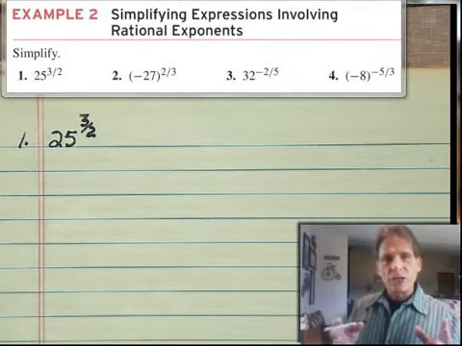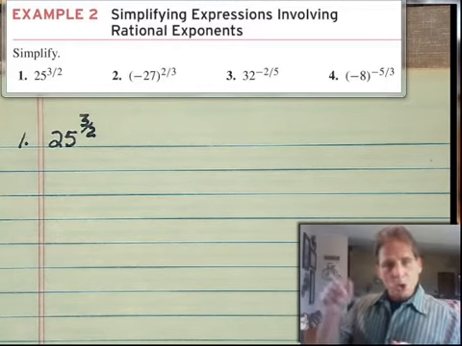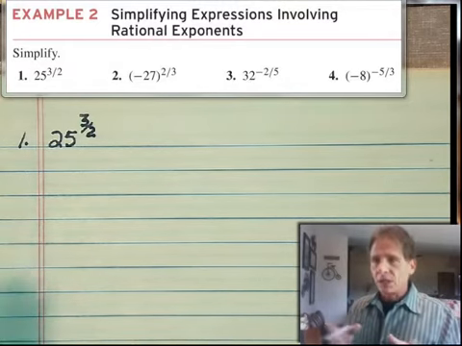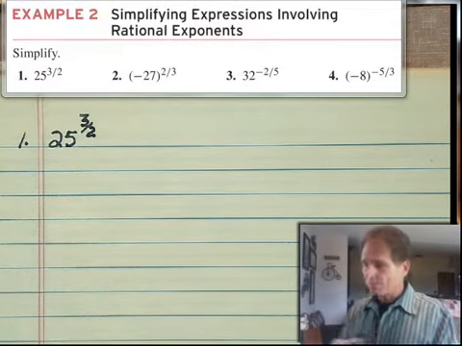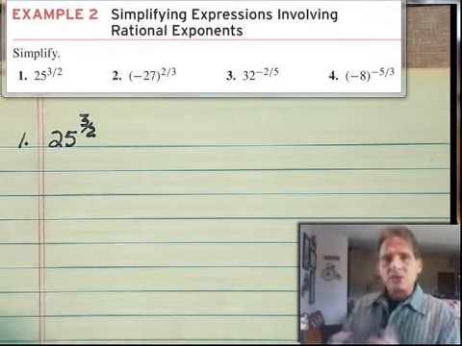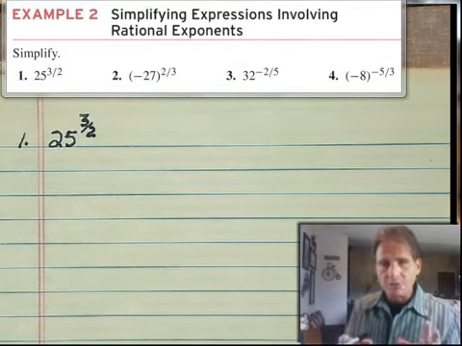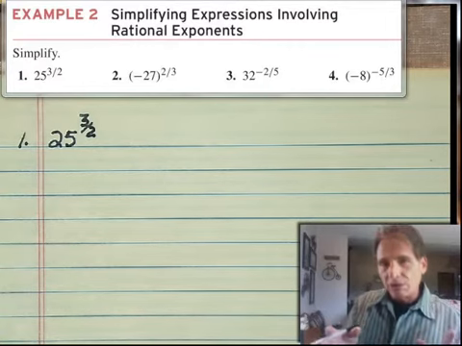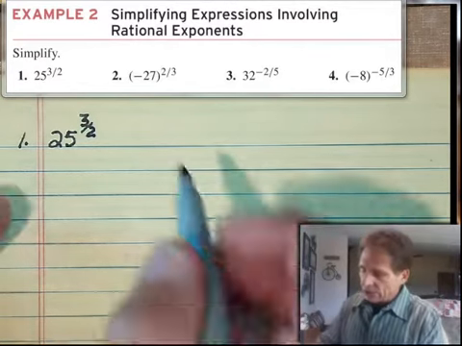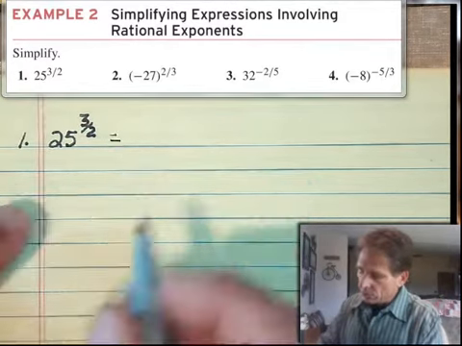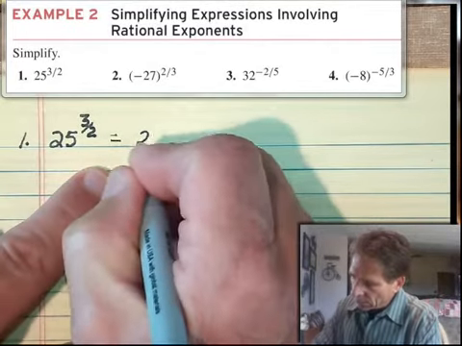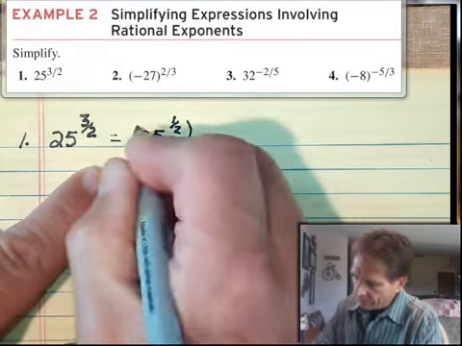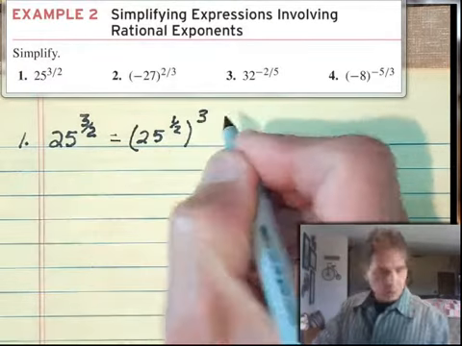Now that you understand rational exponents in the form of 1 over a number, we're ready to tackle a little bit more difficult problem, like problem 1 here in example 2. We know that 1/2 means the square root of 25, but what's up with the 3? Well, to understand and discover how we're going to use that, let's go ahead and use the properties of exponents. In other words, I can rewrite this as 25 to the 1/2 raised to the 3rd power.